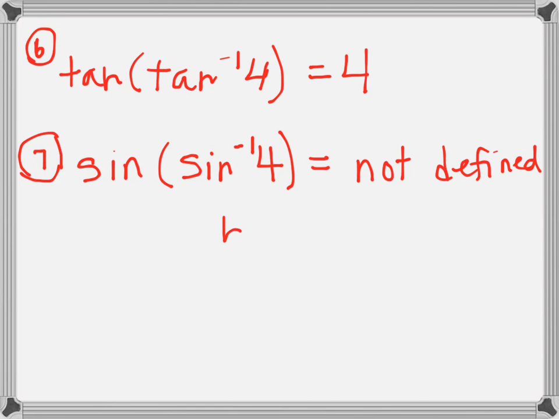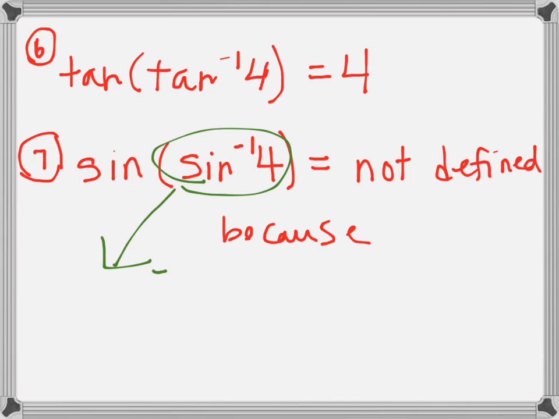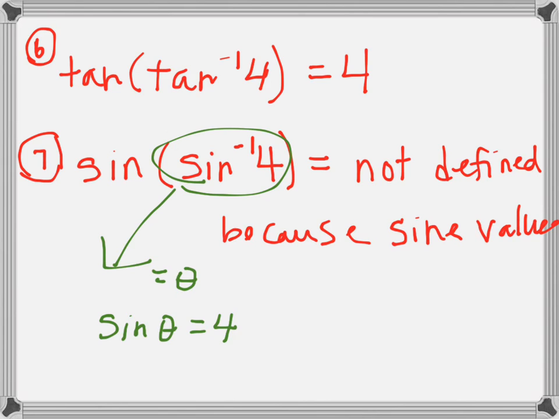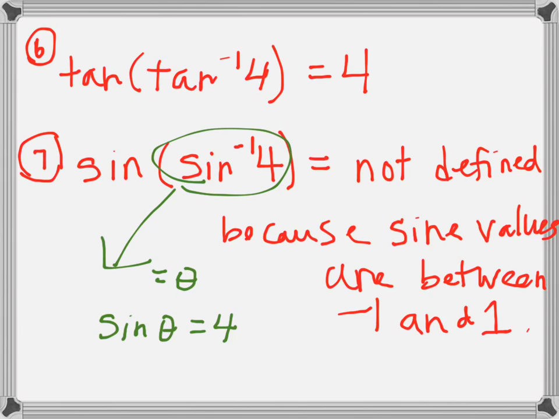And the reason is because imagine rewriting this piece right here. If I were to try rewriting this piece, this would be equal to theta. And I would say sine of theta equals 4. And I would very quickly say, that can't happen, right? Sine of theta can't be 4. So the reason that this is happening is because sine values are between negative 1 and 1. And of course, 4 is not.